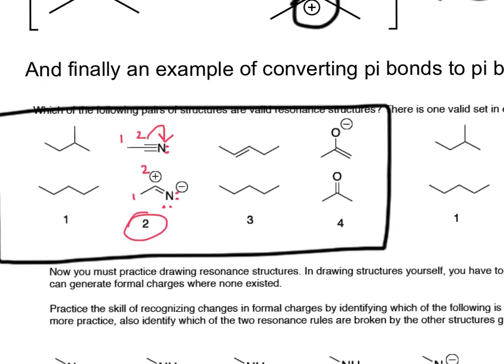3, they are different molecules. Here we have a double bond, here we have no double bonds. 4, if we were to have a negative charge on oxygen, we would have 3 lone pairs there. Now if we were to push these electrons down so that we get a carbonyl, we would then have to push those electrons out into the carbon so that there would be a negative charge on that carbon. So 4 is not correct. So our answer is 2.